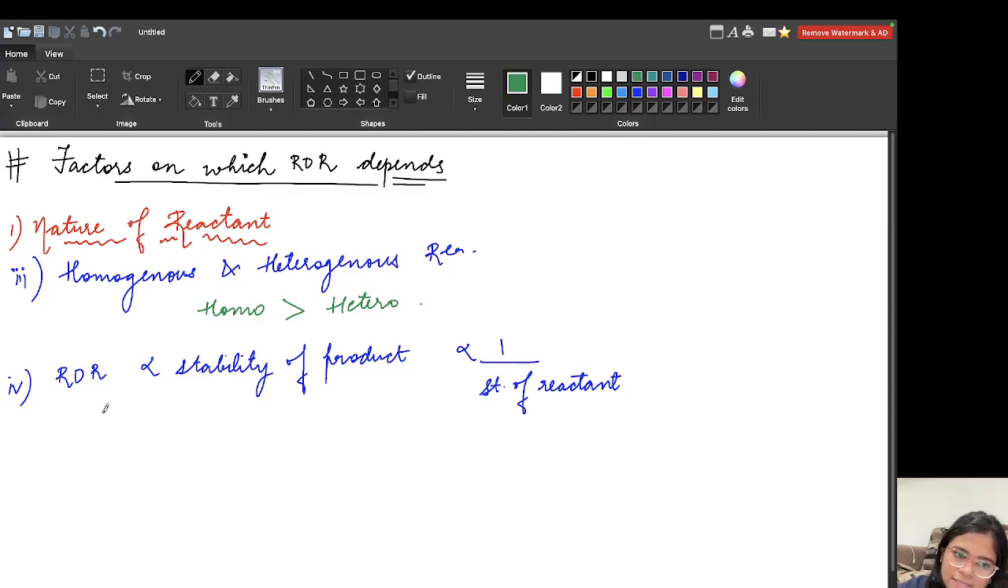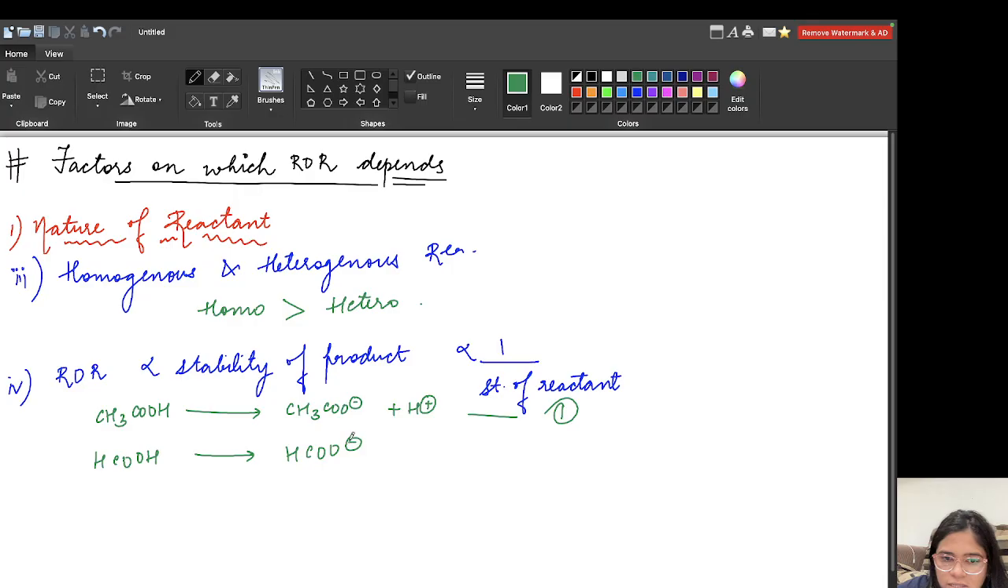Example, you have CH3COOH giving CH3COO- and H+. I am writing two reactions here. This is my first reaction. Second reaction is HCOOH giving HCOO- plus H+. This is my second reaction. Now just apply your general organic chemistry, GOC, and find out which one will be more stable, CH3COO- or HCOO-.